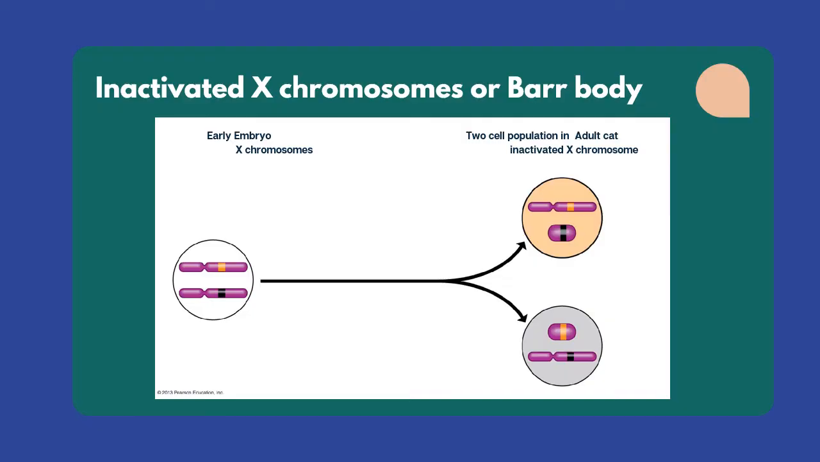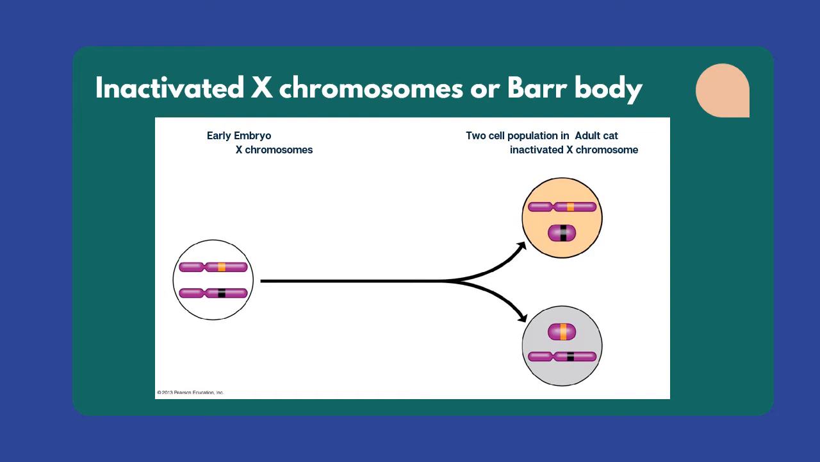In females, only one X chromosome is needed for normal functioning. Thus, the other X chromosome is inactivated during the early embryonic phase. The inactivation of the X chromosome, whether paternal or maternal in origin, happens randomly. In some cells, the maternal X chromosome may be inactivated, while in other cells, the paternal chromosome may be inactivated.